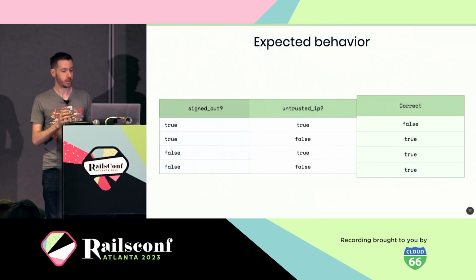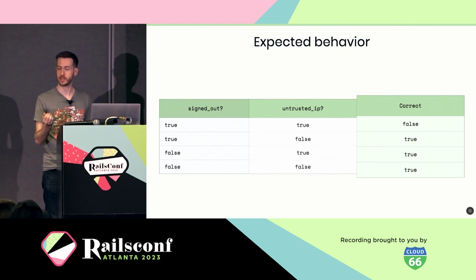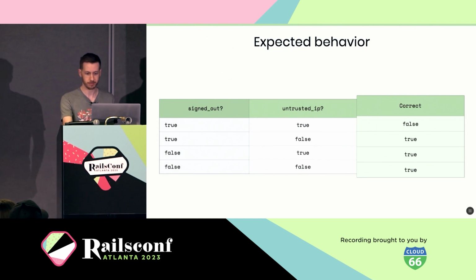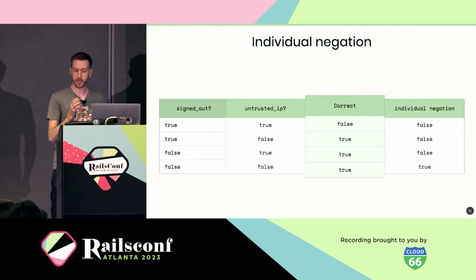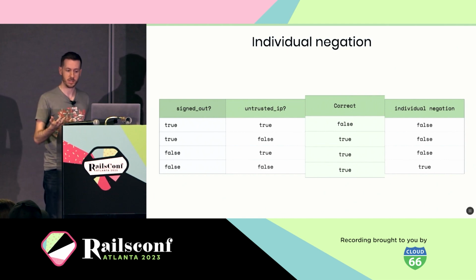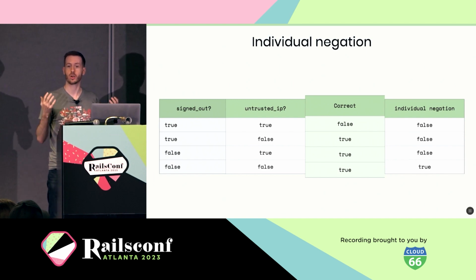The expected behavior, if we build a truth table, is that when both values are true, you are forbidden from accessing the website, but otherwise you have access. But if we compare the truth table for the new implementation, you'll notice it does not match at all. These two expressions are not equivalent.